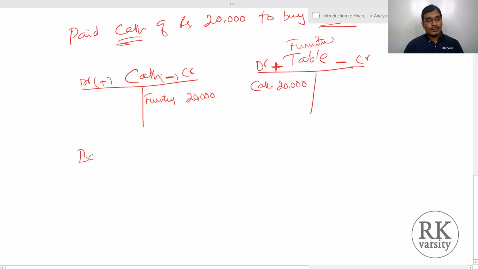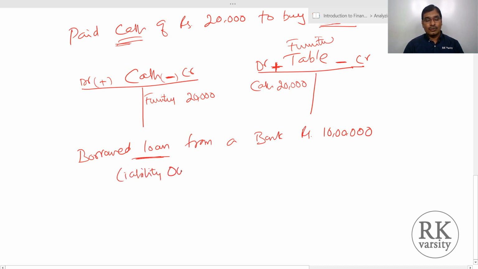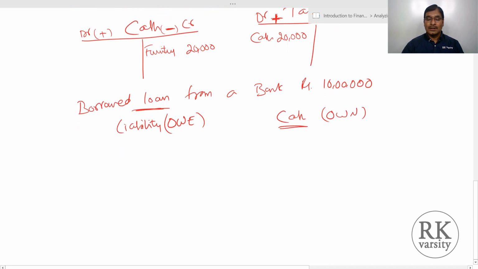Say suppose you borrowed a loan from a bank for rupees 10 lakhs. So this transaction has how many accounts? Two accounts. One is a loan. So this is the liability, because you owe it, you have to repay the bank. Then what did you receive? In the form of cash. So cash is an asset because you own it now. So you have two accounts. One is a liability account, that is the loan account.